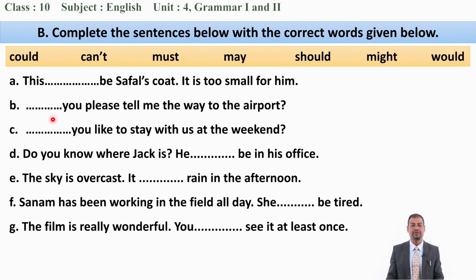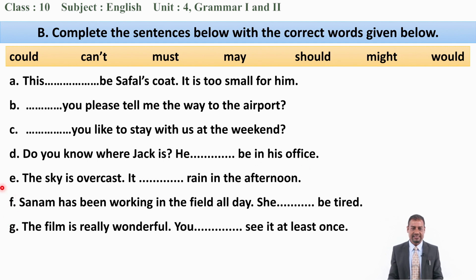Now you just read these sentences and you just fill in the blanks with the correct modal verbs, and we'll discuss them. Now I would like to read the sentences for you again. A. This ... be Safal's coat, it is too small for him. B. ... you please tell me the way to the airport. C. ... you like to stay with us at the weekend. D. Do you know where Jack is? He ... be in his office.